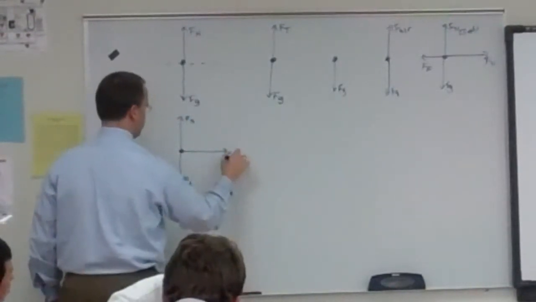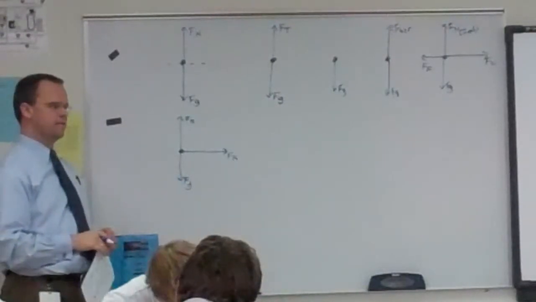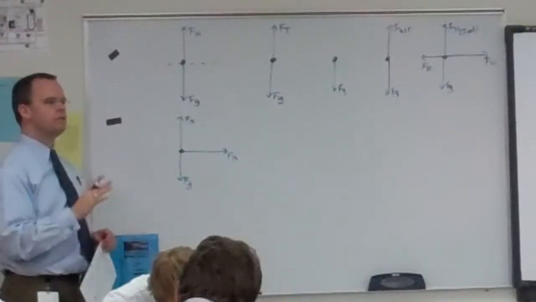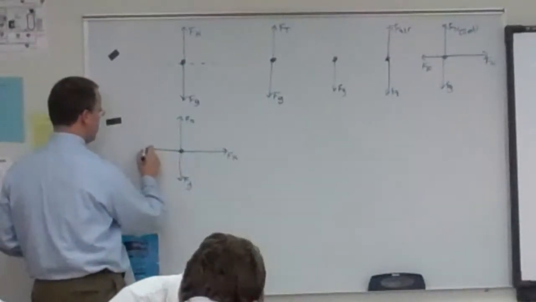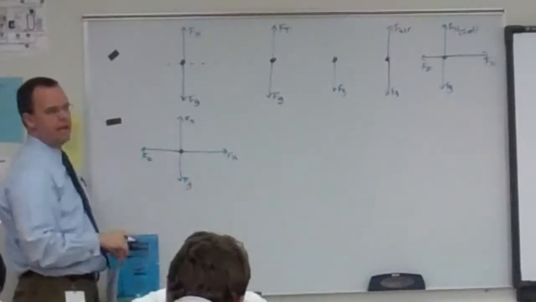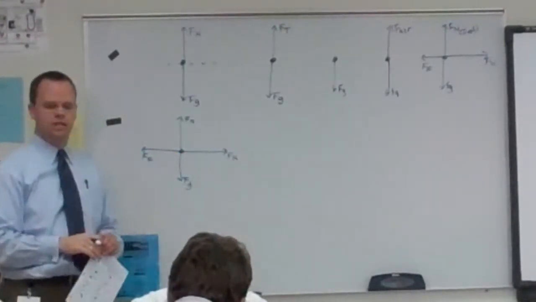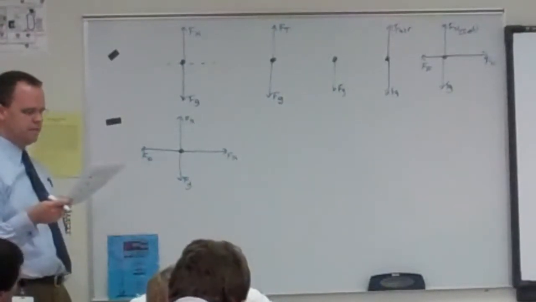There's a rightward force applied. What's going to be different if it's at a constant velocity? What's the same? Friction has to be the same as the applied force. They cancel each other out because the acceleration is zero. Constant velocity means zero acceleration.